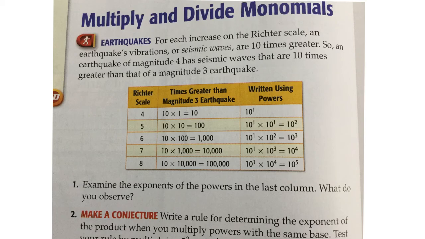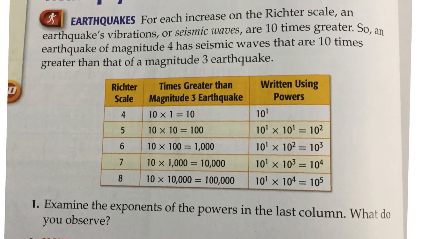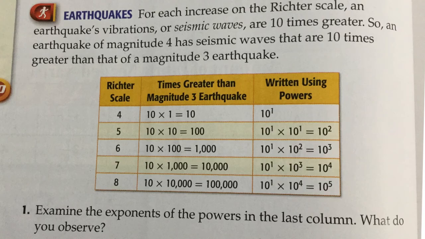It says, for each increase on the Richter scale, an earthquake's vibrations or seismic waves are 10 times greater. So an earthquake of magnitude 4 has seismic waves that are 10 times greater than a magnitude 3 earthquake. It says, examine the exponents of the powers in the last column. What do you observe? So we look here at our Richter scale. So a category 4 earthquake is 10 times greater than a category 3 earthquake.